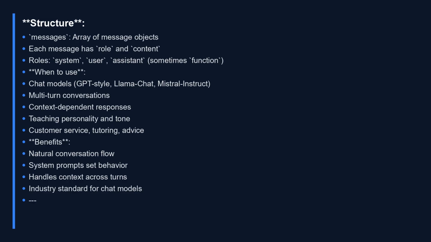The system prompt is particularly powerful. It's where you define personality, constraints, and domain expertise before a single user message arrives. If you're building a customer service bot, a tutoring assistant, or anything that needs to maintain context and tone across a multi-turn exchange, this is your format.